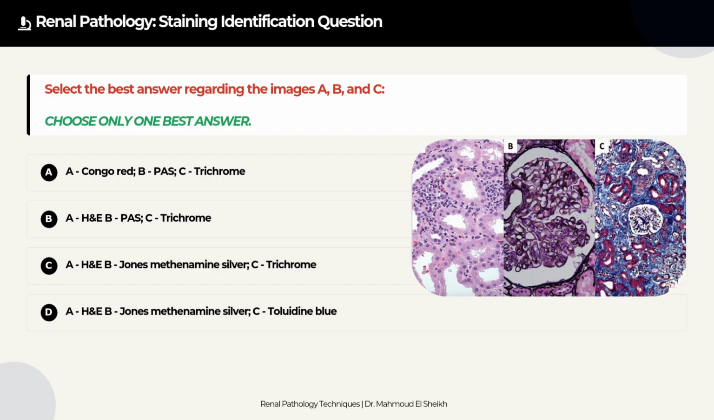Select the best answer regarding images A, B, and C. A. The stains in A: Congo red, B: PAS, C: Trichrome. Or A. H and E, B. PAS stain, C. Trichrome. Or C. A. H and E, B. Jones silver, C. Trichrome. D. A. H and E, B. Silver stain, and C. Toluidine blue.